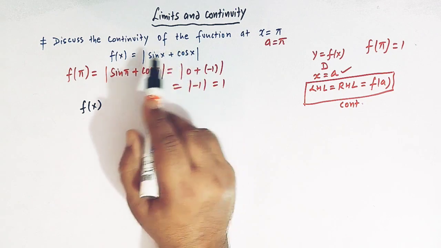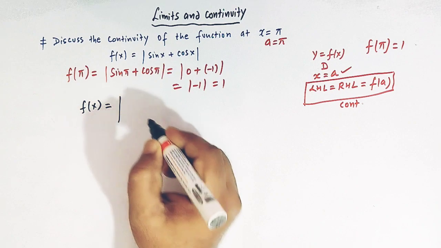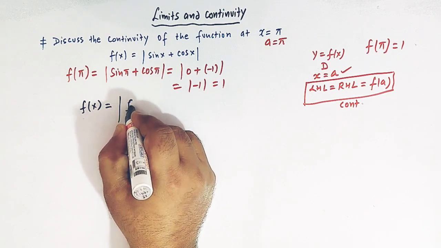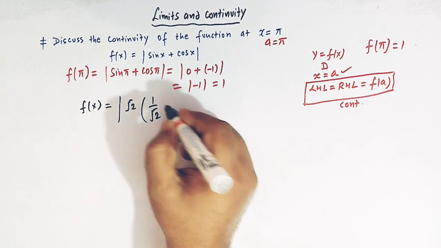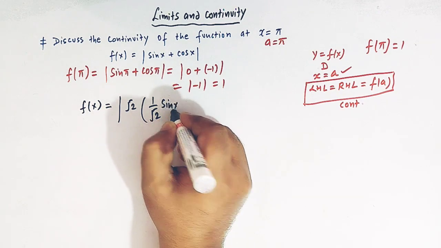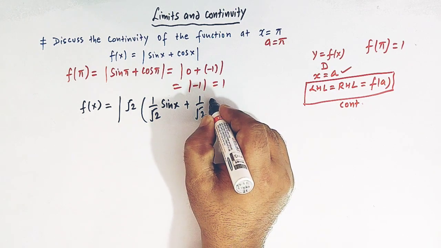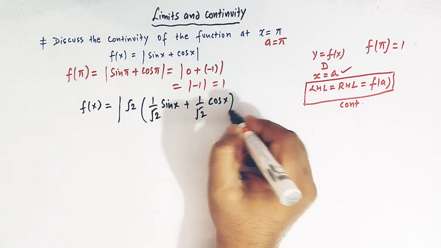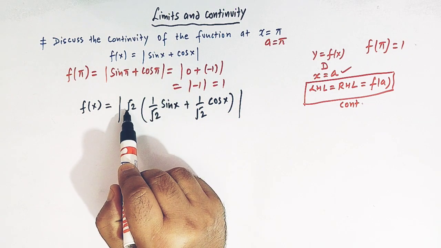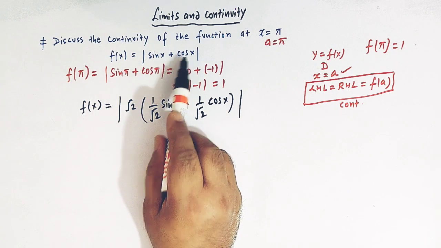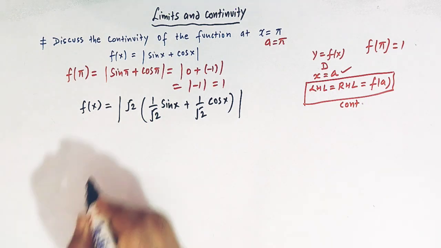Now before finding out the right hand limit and the left hand limit, let us make some changes in the given function. So f of x can be written as mod of, here we can write square root of 2, and here we can write 1 over square root of 2 sine x plus 1 over square root of 2 cosine x. What we have done is multiplied sine x plus cos x by square root of 2 and divided it by square root of 2.